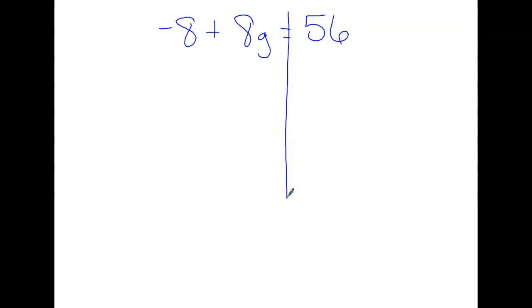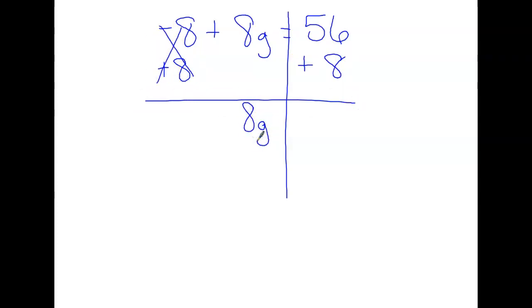All right, example number 3. We have negative 8 plus 8g equals 56. You always work on the side that has the variable. So I have negative 8 plus 8g. I need to get rid of that negative 8. So the opposite of that would be a positive 8. So this makes the 0 pairs. I have 8g equals 56 plus 8 is 64.